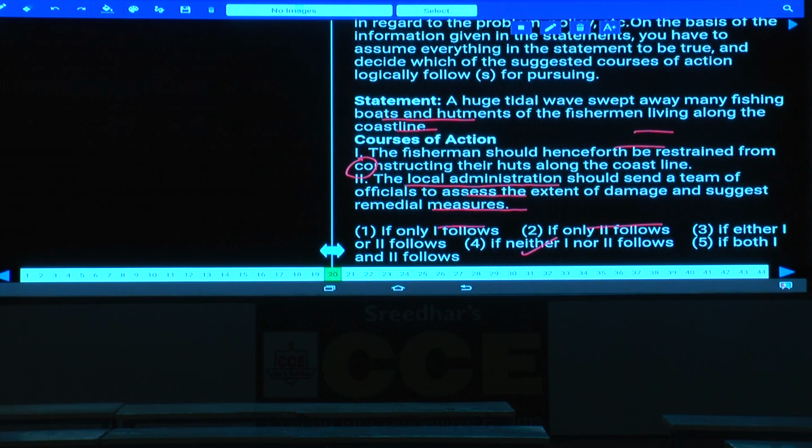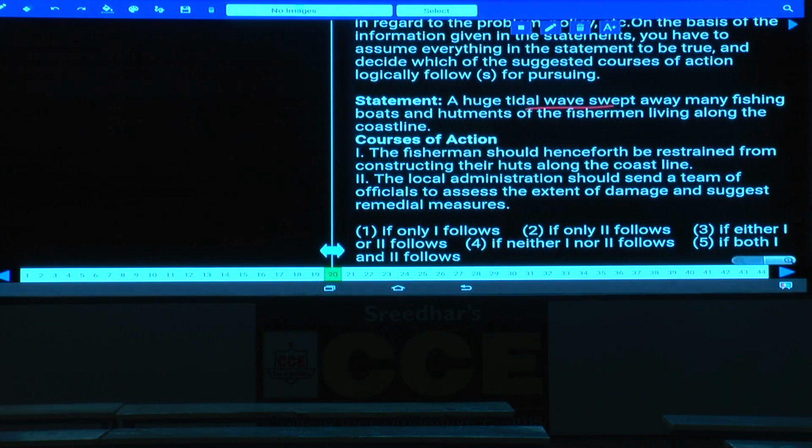Then question number 20. What is the question here? A huge tidal wave swept away many fishing boats and hutments of the fishermen living along the coastline. Isn't it? Damage was done to whom? Their houses and the boats of these fishermen who are living along this coastline. Then what is the course of action here? These fishermen should be ensured a place to live, isn't it? And at the same time, their boats should be given.